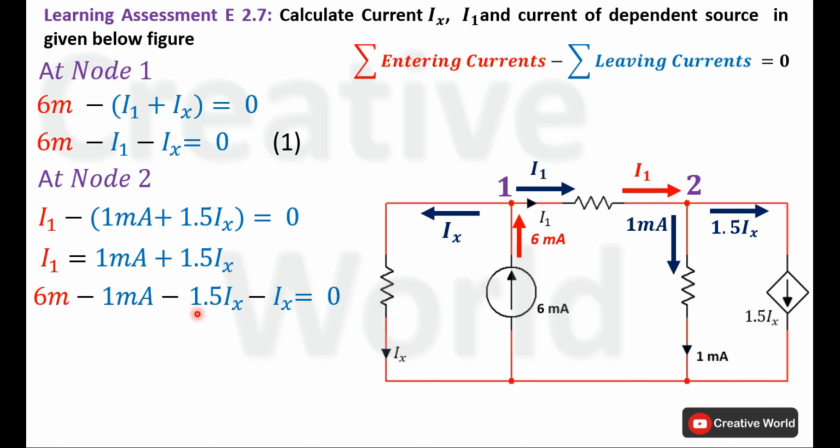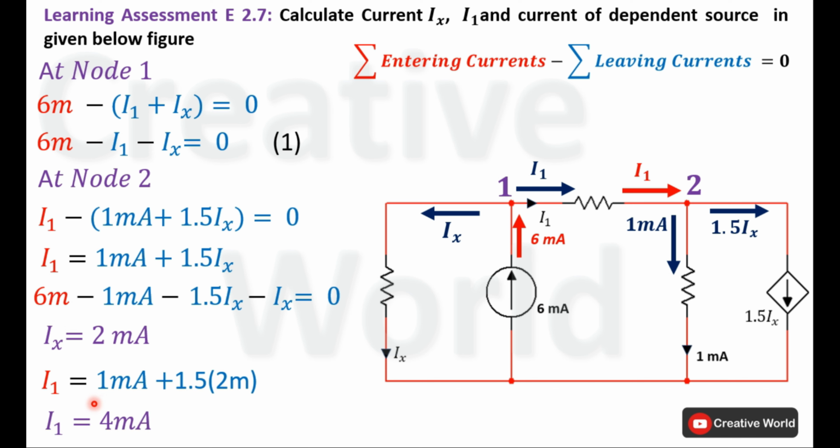Now in this equation only one variable is left, that is Ix. We can calculate its value. Solve the equation to calculate the value of Ix, that is 2 milliampere. We have calculated the value of Ix. We can place the value of this Ix into this equation to calculate the value of I1. Place the value of Ix into this equation and solve it. The value of I1 will be 4 milliampere.